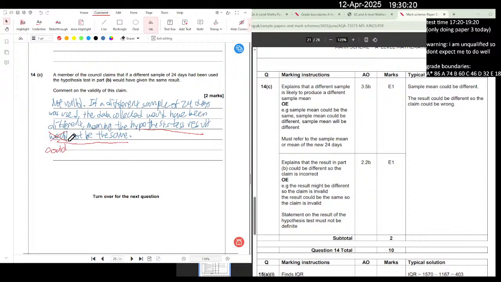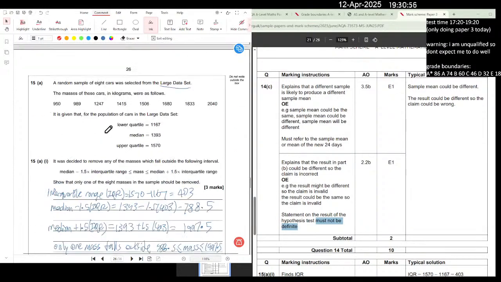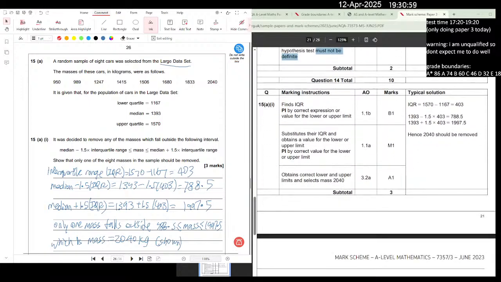I kind of used would instead of could. Those don't mean the same thing. If you're marking really leniently, I could get 1 for that. But first of all, this part is not relevant. This second part is almost correct, but I used the wrong word. Statement on the result must not be definite. I can't write would because would is a definite word. So yeah, 0. I got 1 out of 10 for this question. Can you believe it? Hopefully I could get better marks elsewhere.